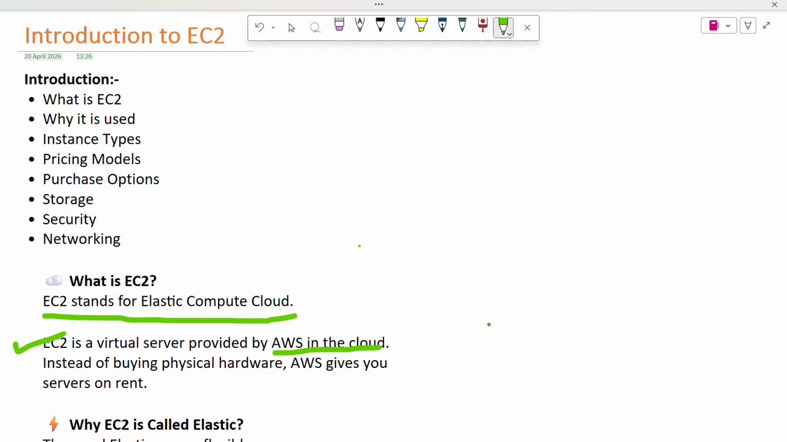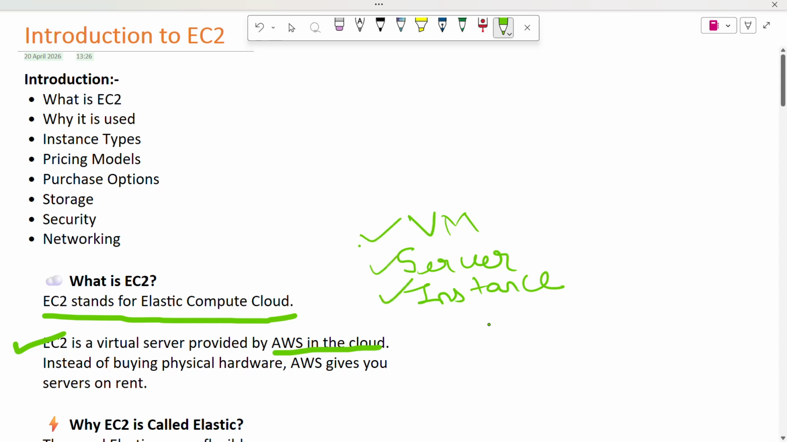So EC2 can also be termed as a server. You can call it a server. You can call it an instance. You can call it by any name. You can also call it a VM. VM stands for virtual machine. Any of these names can be used to denote a server or an EC2 instance.